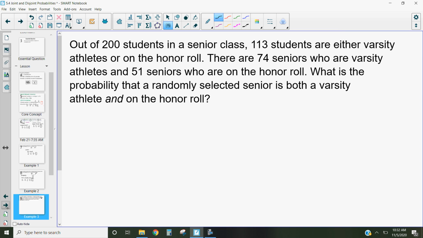Great. Okay, so now let's take a look at this last example. Out of 200 students in a senior class, 113 of them are either varsity athletes or on the honor roll. There are 74 seniors who are varsity athletes and 51 who are on the honor roll. So what's the probability that a randomly selected senior is both a varsity athlete and on the honor roll?